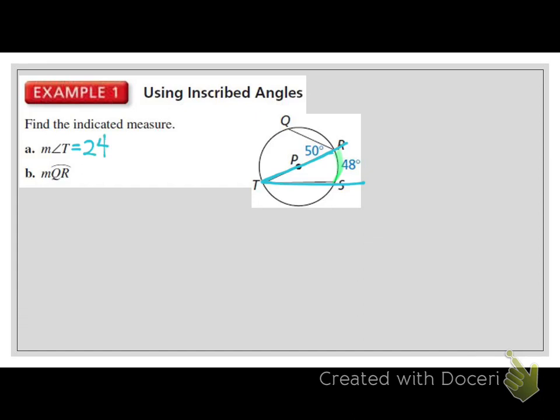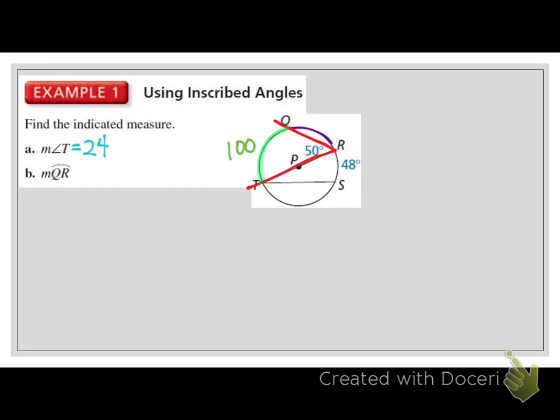The second question asks for QR. Is QR an intercepted arc? It's not. An intercepted arc is the arc between the 2 rays of an angle. So if you look at 50, what is 50's intercepted arc? QT, TQ, however you want to say it. It's this one. So what's the measure of the intercepted arc? 100. But that is not the measure of QR.